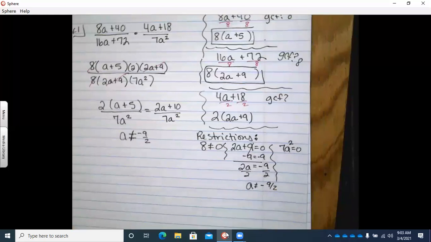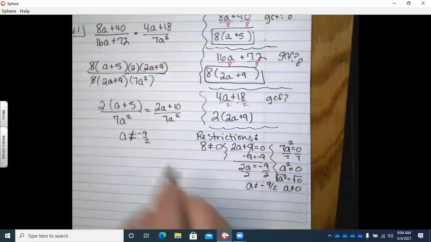7a squared equals 0. What should I do first? Divide by 7. 7a squared divided by 7 is a squared equals, what's 0 divided by 7? 0. Since a is being squared, we have to square root both sides. The square root of a squared is a. The square root of 0 is 0. 0 is my other restriction.